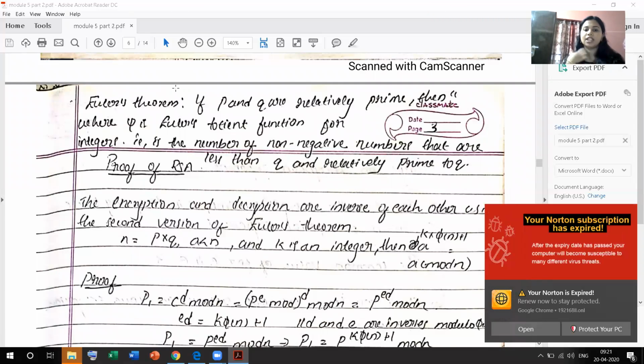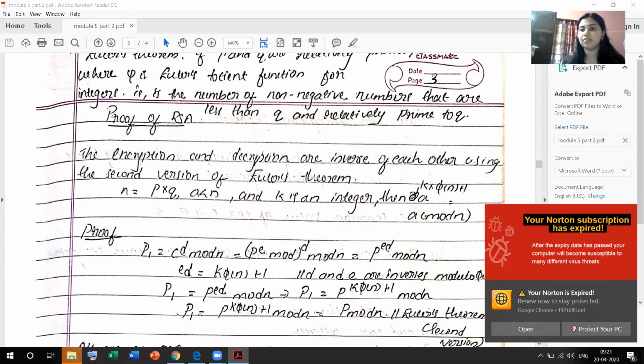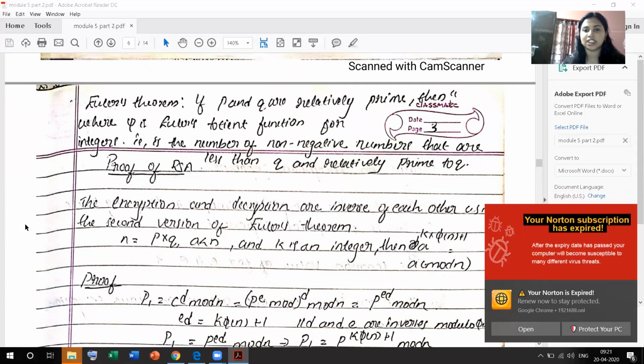Proof of RSA. The encryption and decryption are inverses of each other, using the second version of Euler's theorem. What is Euler's theorem? If P and Q are relatively prime, then phi is Euler's totient function for integers, that is the number of non-negative numbers that are less than Q and relatively prime to Q. Using the equation n is equal to P times Q, where a is less than n and k is an integer, a raised to k phi of n plus 1 is equal to a mod n.